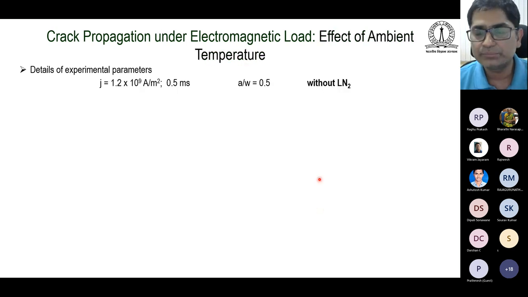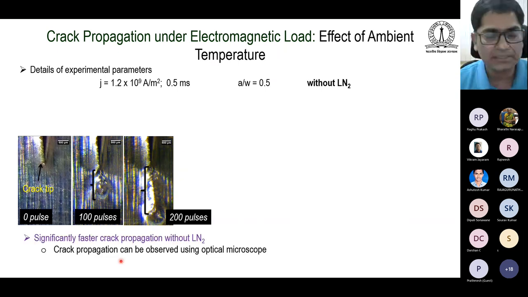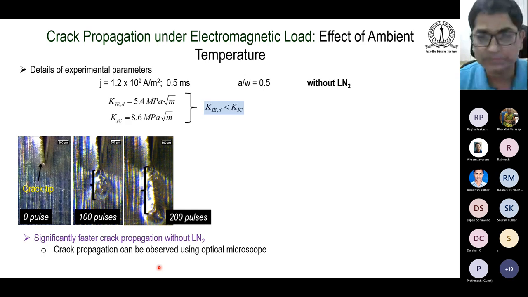Then this is one experiment that we did where we didn't use liquid nitrogen. So that is at ambient temperature. And this is something that we can take pictures of with our microscope because there was no liquid nitrogen. So this was the original crack. Then 100 pulses grows by this. 200 pulses, it grows even longer. And the rate at which this crack is growing is much, much faster than when we were doing these experiments with liquid nitrogen.